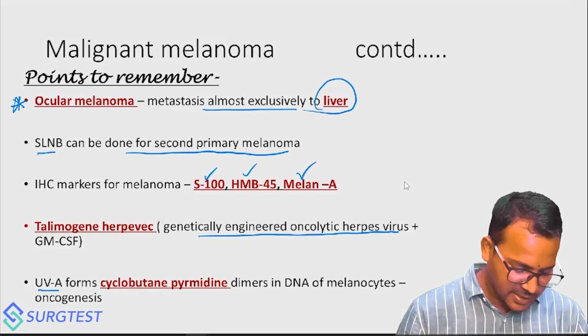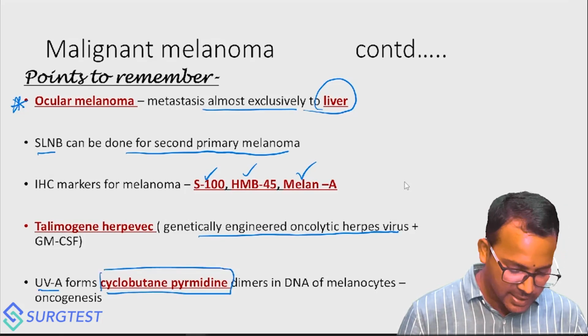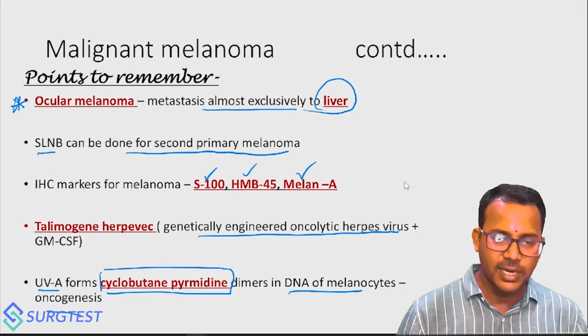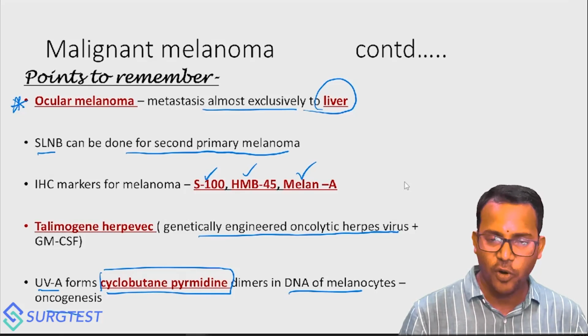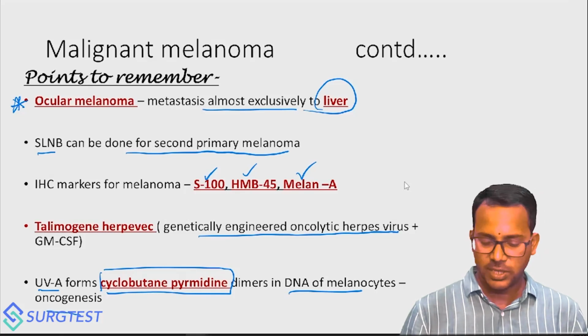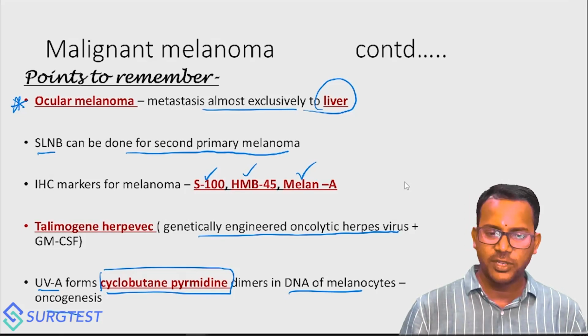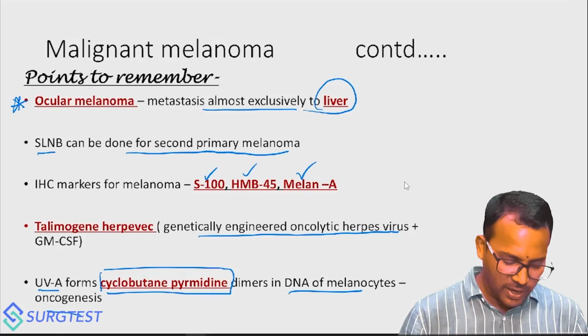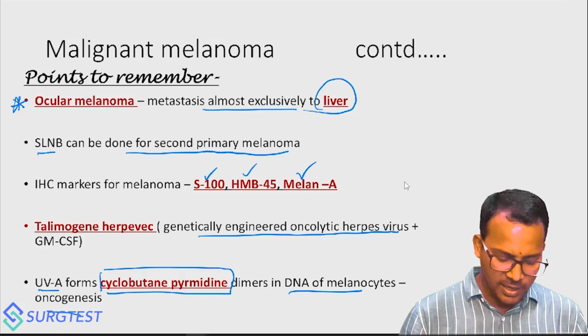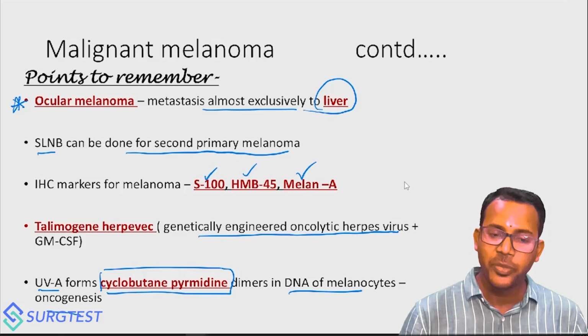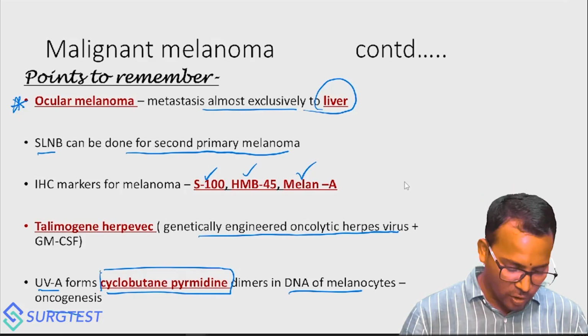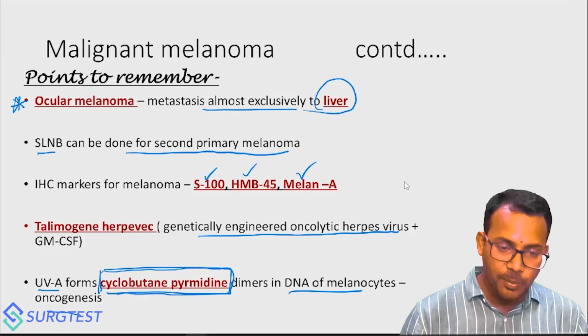UVA forms cyclobutane pyrimidine dimers in DNA of melanocytes. So this forms the basis of oncogenesis for melanoma. This was also a question which was previously asked. So UVA is related to the formation of melanoma. How? It is by the formation of cyclobutane pyrimidine dimers.